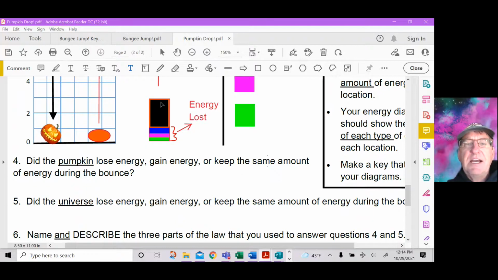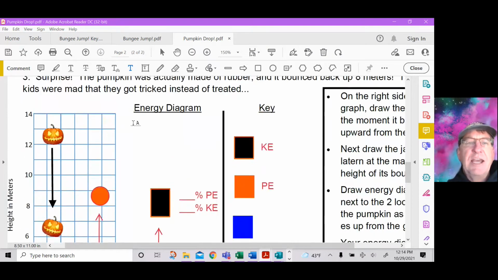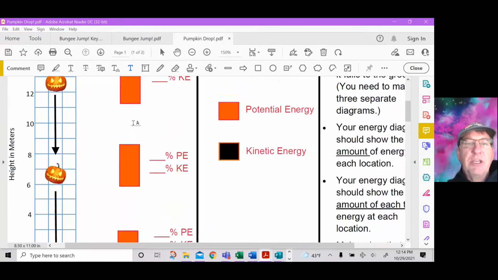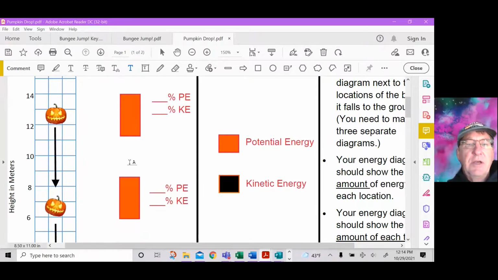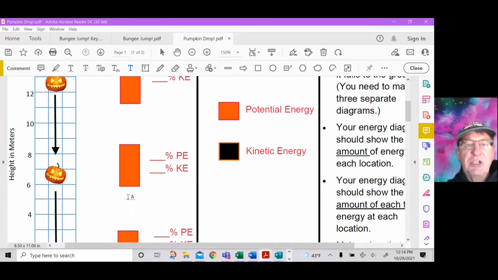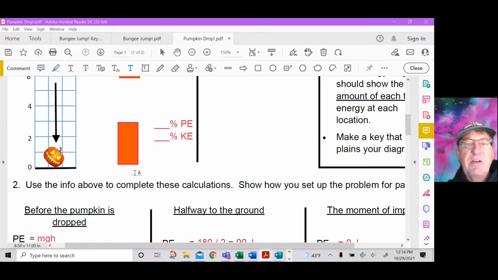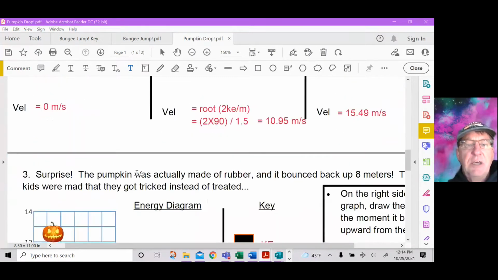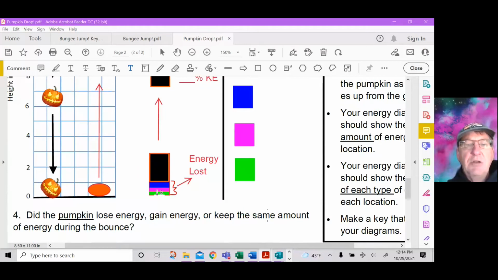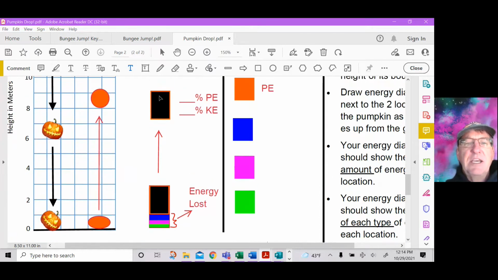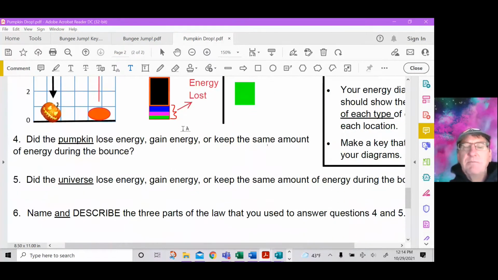Remember, our energy diagrams should show how much energy the pumpkin has. So originally, the pumpkin had this much energy. It still had that same amount of energy as it fell, still had that same amount of energy as it collided with the ground. Then some of that energy was transferred away and converted into different types, and the pumpkin now on the bounce back only has this much energy. Was that energy destroyed? Or was it just lost to the environment?